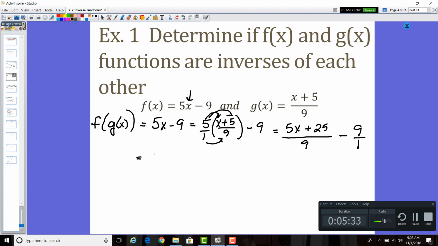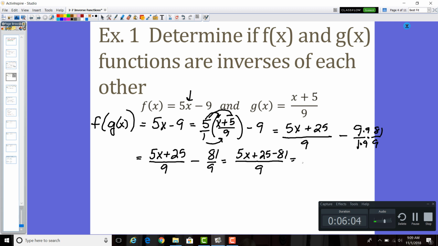If I'm going to subtract these two fractions, then don't they have to have the same denominator? So I'm going to change 9 over 1 to a fraction with a denominator of 9, which means 1 multiplied by 9 to get 9, so 9 needs to multiply by 9, which gives me the fraction of 81 over 9. Now, since they have the same denominator, I can combine the expressions in the top. So 5x plus 25 minus 81, let's see, what does that give us?